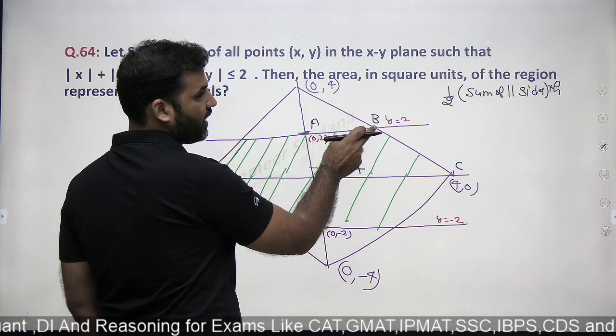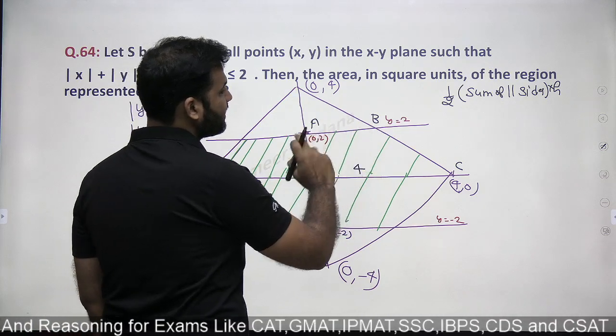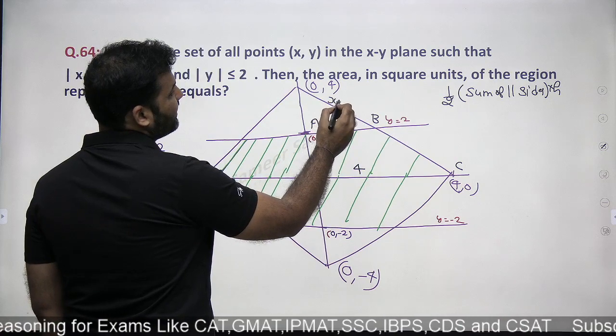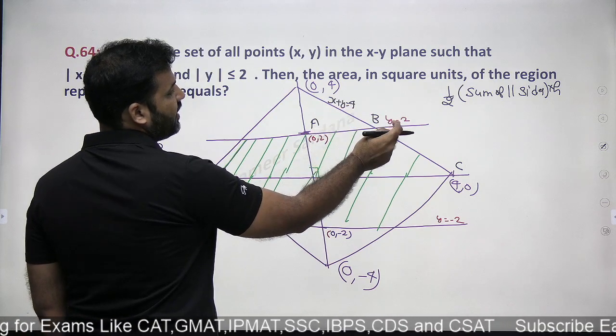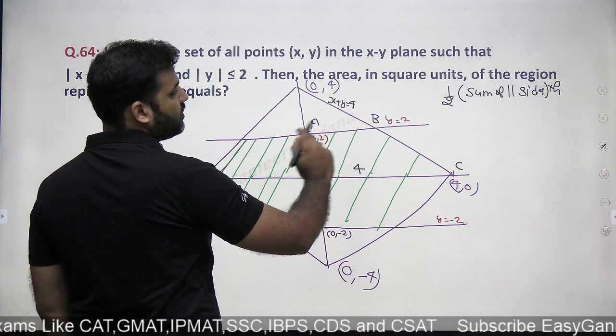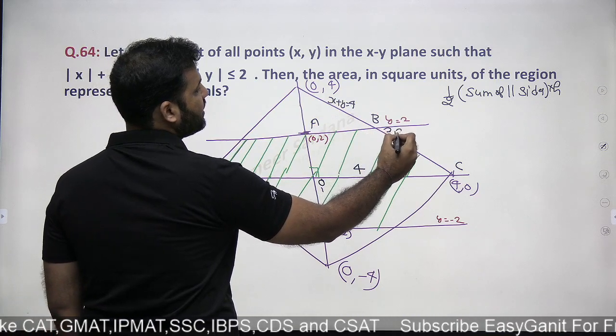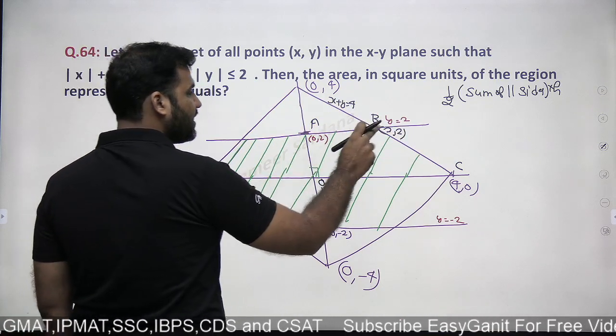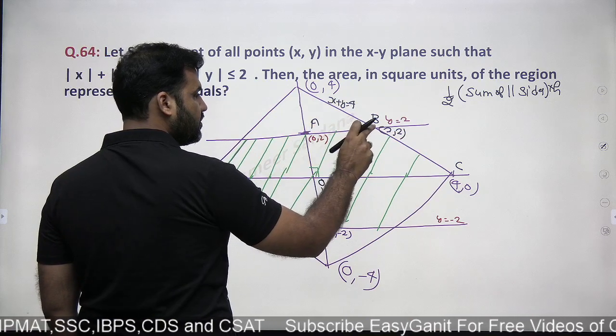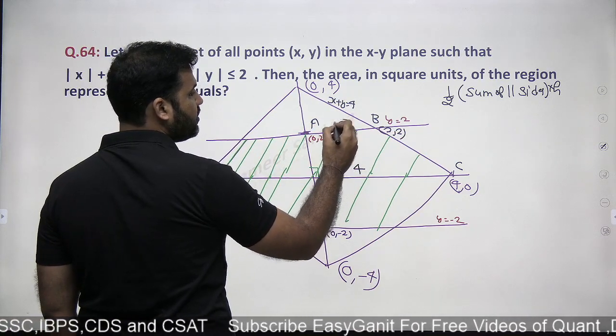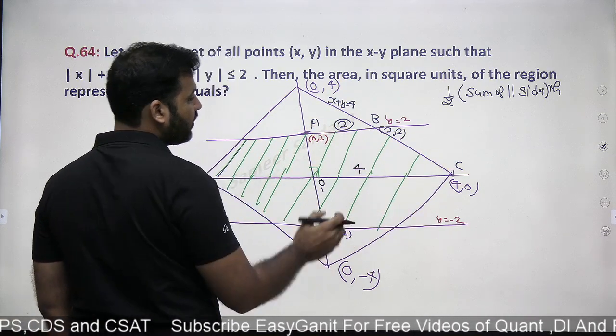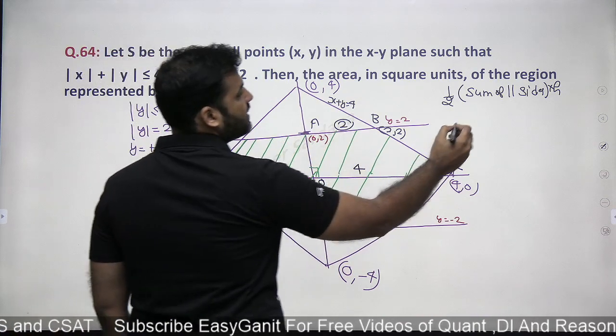For that, I need to find out the point of intersection of this line and this line. What is this line? This is x plus y is equal to 4. Now, when I put y as 2, x will be 2. So this point of intersection is 2, 2. Now, what will be the length of this? From x equal to 0 to x equal to 2, the length of this will be 2. The length of this is 4. Height is 2.